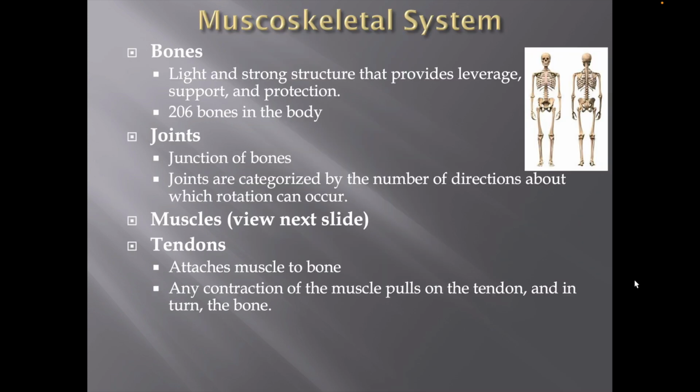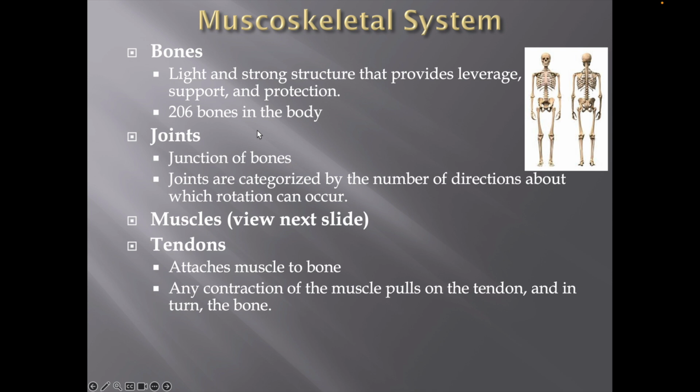So, the musculoskeletal system is an important system in the human body. It is made up of four different types of tissues. Number one are bones. Bones are highlighted here in this diagram, and they are a light but strong structure that provides leverage, support, and protection to the organs of the body, as well as leverage points for muscles to pull on. In total, there are 206 bones in the human body.